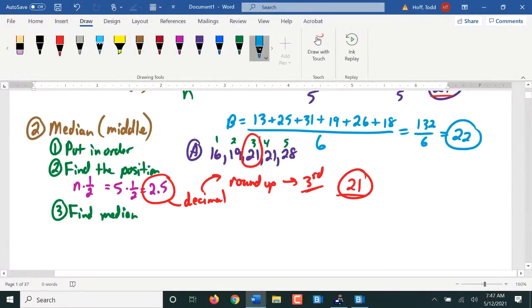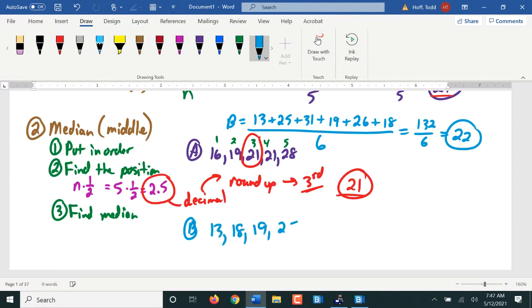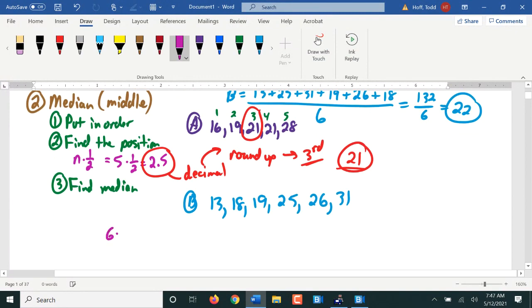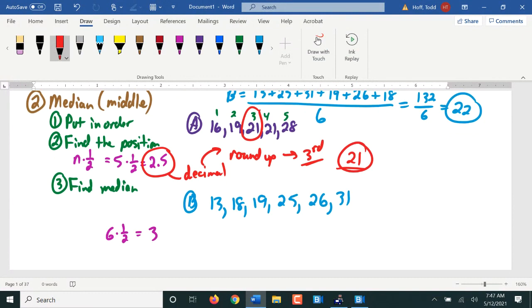Let's do this all for set B. I'll put those in order. I've got 13, 18, 19, 25, 26, and 31. Now n equals 6. So 6 times 1/2 is 3. This is the reason why I did 2 data sets, because I wanted one of them to be an odd size and the other to be an even size. Since set A was an odd size, we had a decimal when we found that position, so we rounded up. We have a whole number for that position.